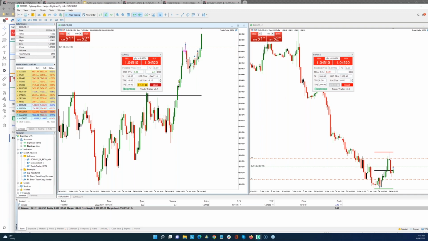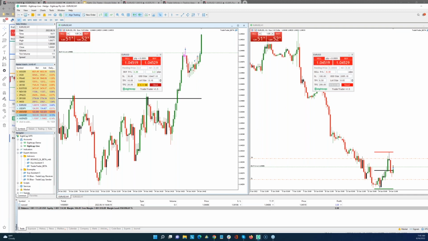So let's just say, by the way, look at this. I can close this up, and I sold half. Now I'm at break even. Okay, my stop loss is.